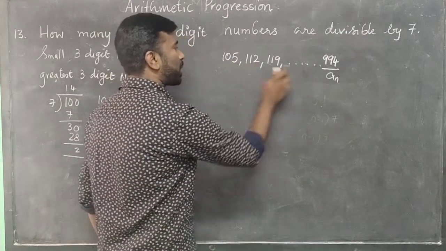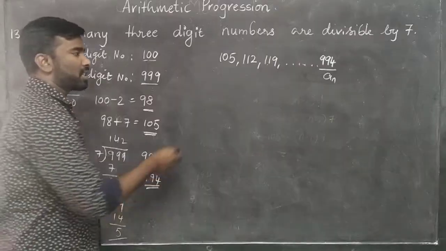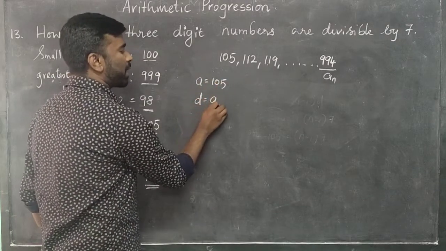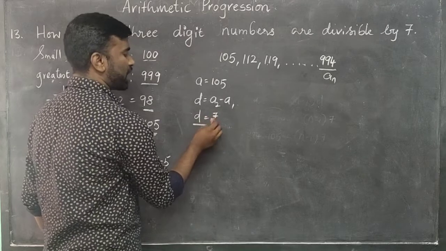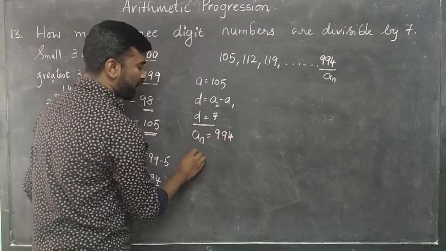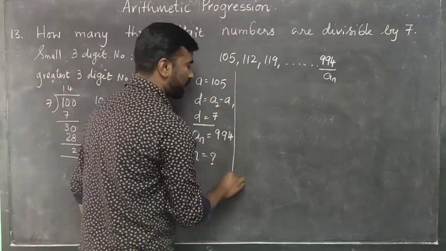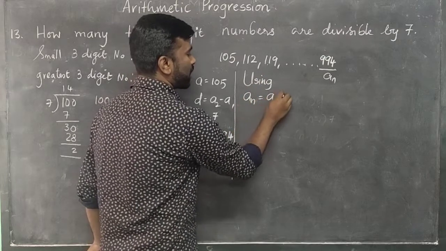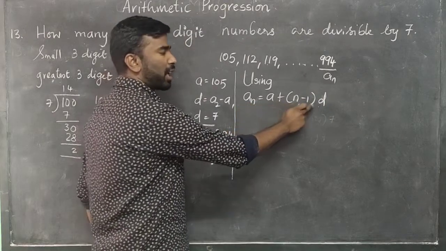This list forms an AP because the common difference is the same, that is 7. Friends, now the first term A equals 105. D equals A2 minus A1, that is 112 minus 105. We get the common difference D equals 7. Then the nth term AN equals 994. We should find out the value of n. Which formula should we use? We should use the nth term of an AP, that is AN equals A plus n minus 1 into D.